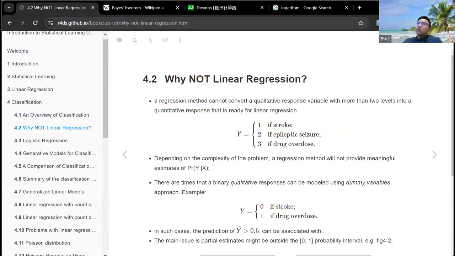Why don't we use the linear regression that we discussed so far to do this kind of analysis or prediction? First of all, the biggest difference between the classification problem and the regression problem is that the response variable we use here is qualitative. That is, it has some specific response that can be categorized into different categories.